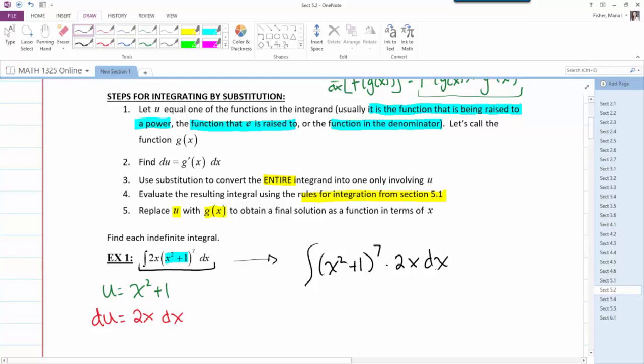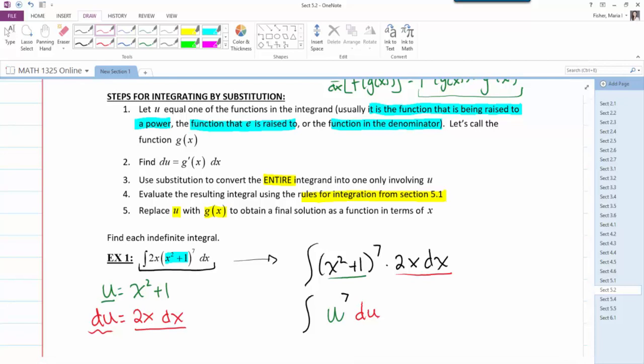Now there's nothing wrong with what I did. I can do that because multiplication is commutative, so the order in which we multiply doesn't matter. But I'm doing this so it makes the substitution just a little easier to see for us. So step 3, we want to substitute everything in terms of u. Well, I know that x squared plus 1 is equal to u. So instead of x squared plus 1, I can write u. It's still being raised to the 7th power. I also know that 2x dx is equal to du. So instead of writing 2x dx, I can write du. So in step 3, I've converted myself into something that's completely in terms of u.